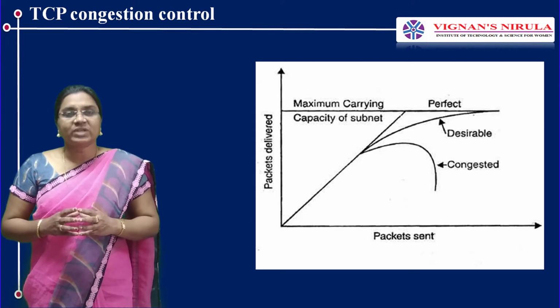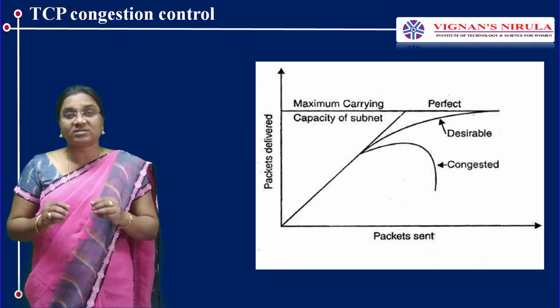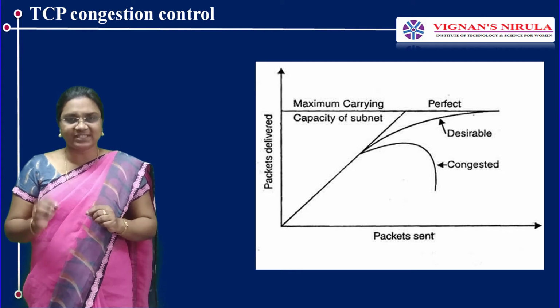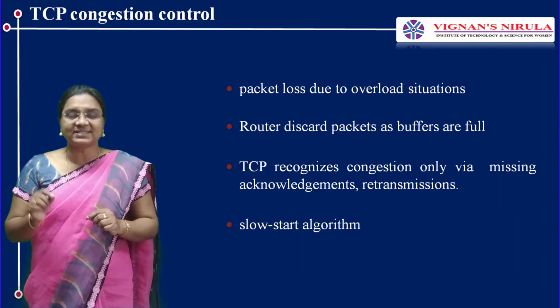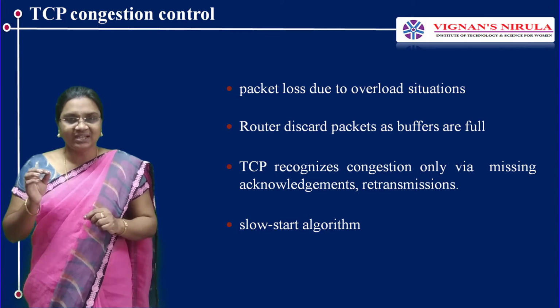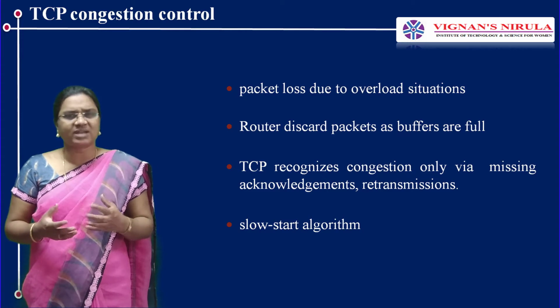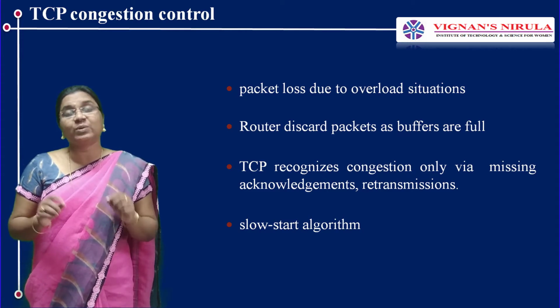Here, packet loss in fixed networks is typically due to temporary overload situations. So routers have to discard packets as soon as the buffers are full. TCP recognizes congestion only indirectly, via missing acknowledgements. Retransmissions are unwise, as they would only contribute to the congestion and make it even worse.